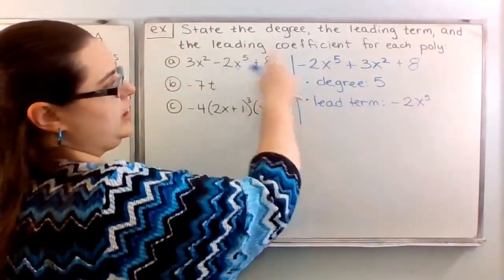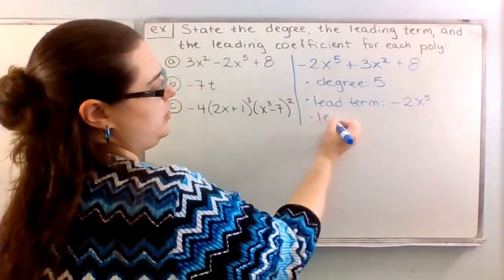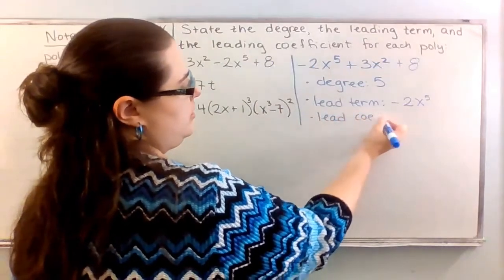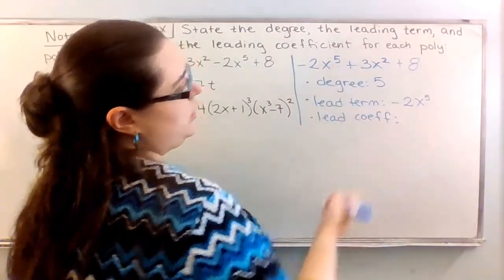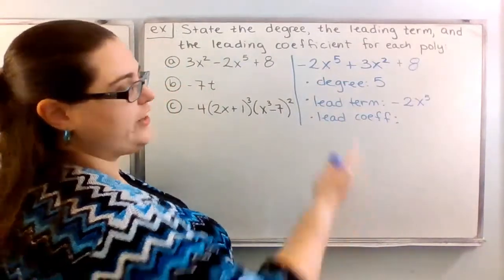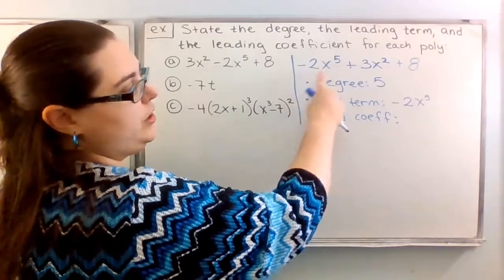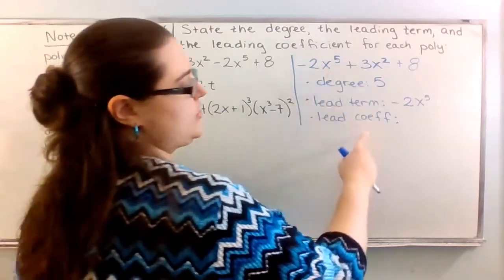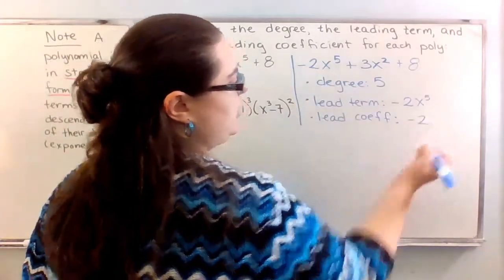And then the leading coefficient is going to be the coefficient or the number in front of the x variable. So here we have negative 2 in front of the x to the fifth. So our leading coefficient is negative 2.